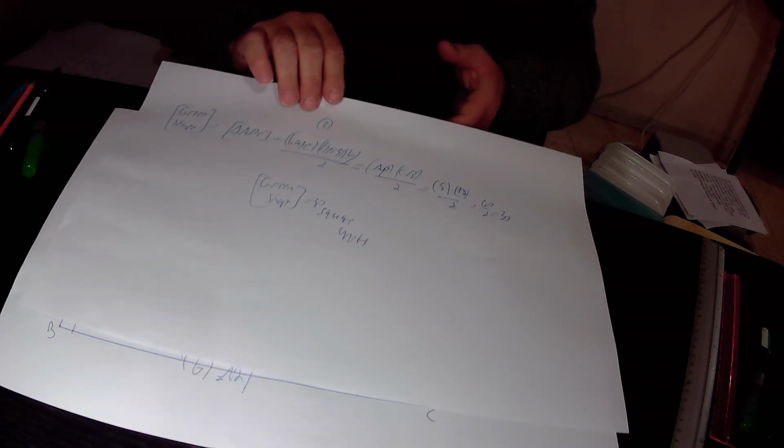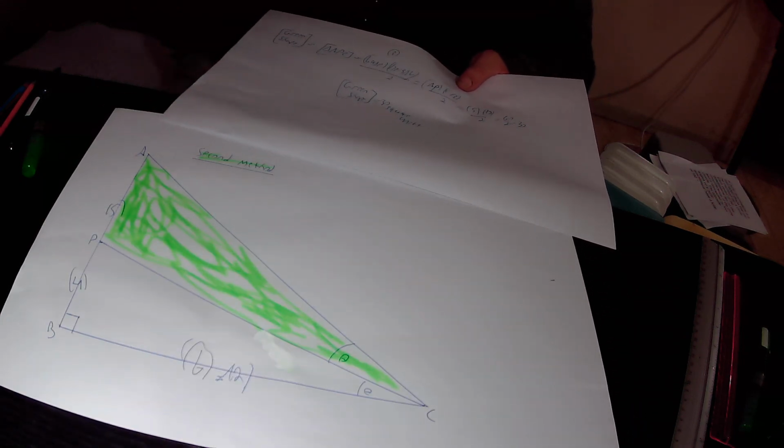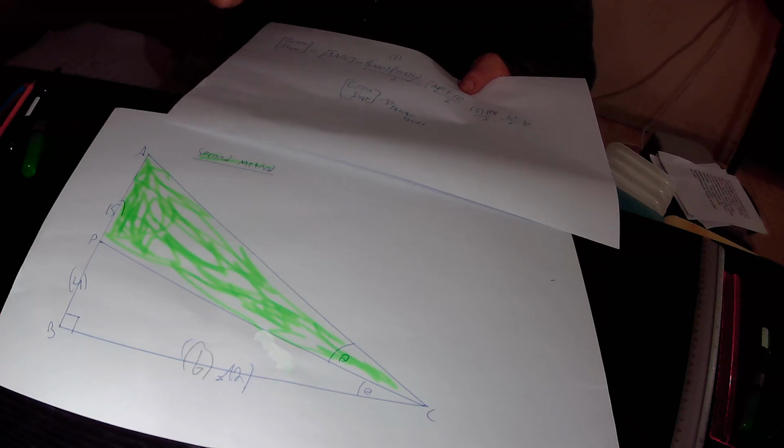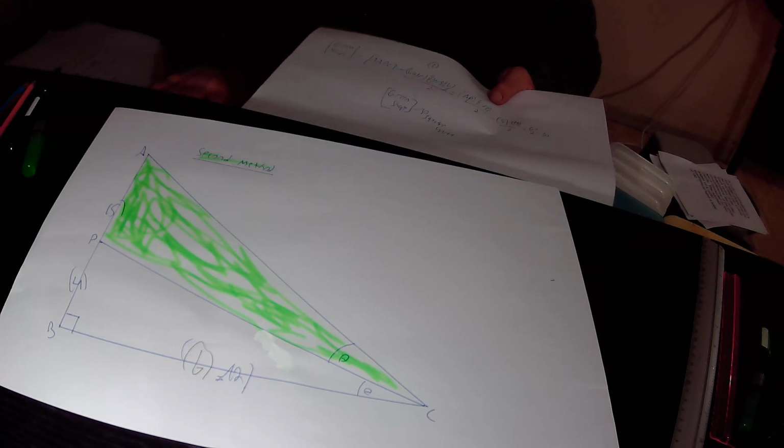So in both methods, we have found out that the area of the green triangle that we are looking for is equal to 30 square units. Okay, thank you very much.